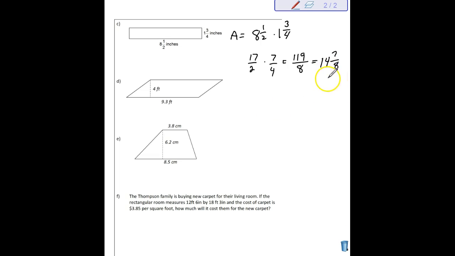14 7/8. And what are our units? These are inches, so it's inches squared. Don't forget those. Those are really important.